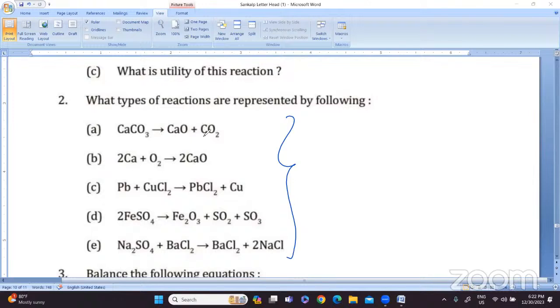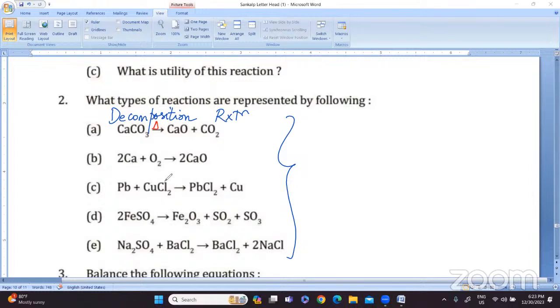CaCO3 giving you calcium oxide plus carbon dioxide. The first one is a decomposition reaction, because a molecule, calcium carbonate, decomposes when you heat it, and you get calcium oxide plus carbon dioxide.